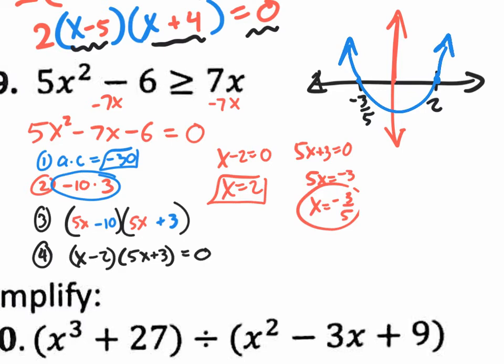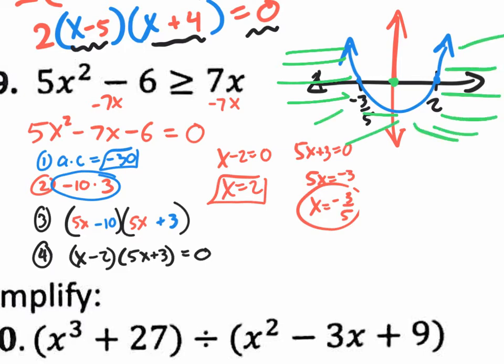Now, are the answers on the inside or the outside? Go ahead and test the point 0, 0 to figure that out. So when you test 0, 0, you're going to end up with 0 squared minus 7 times 0 minus 6. You're going to end up with -6 is greater than 0. What do you say about that? That's not true. -6 is definitely less than 0. So where are the answers at? They're on the outside, not on the inside.